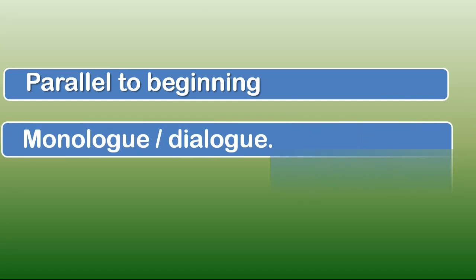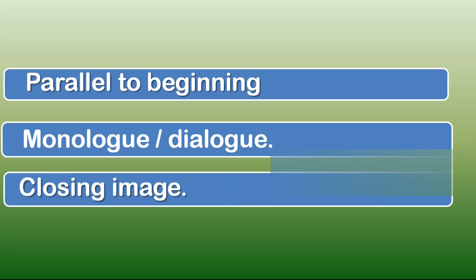It could be parallel to the beginning. You can come back in a circle from where you had started the story and end it there only. It could also be a monologue by the central character which you have introduced, or it could be a dialogue between two characters. You can also end the story with an image. You can describe a scene and just close the story like that.